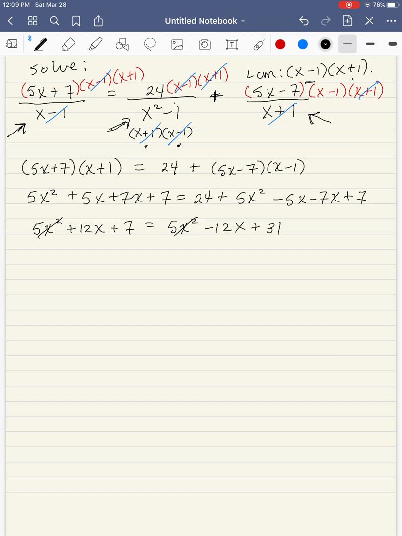To solve the linear equation, we want to get all the x's on one side and all the numbers on the other. So we have a negative 12x. We can add 12x to both sides. We end up with 24x. We want to subtract the 7. And we end up with 24. 31 minus 7 is 24. We divide both sides by 24 and x equals 1. So we have solved our equation.